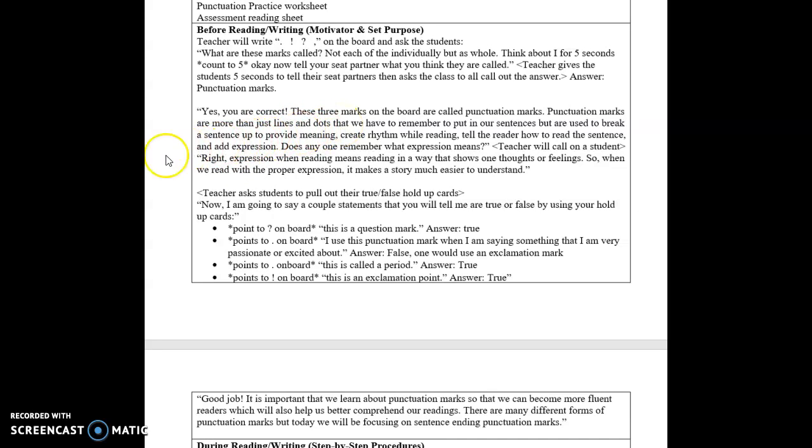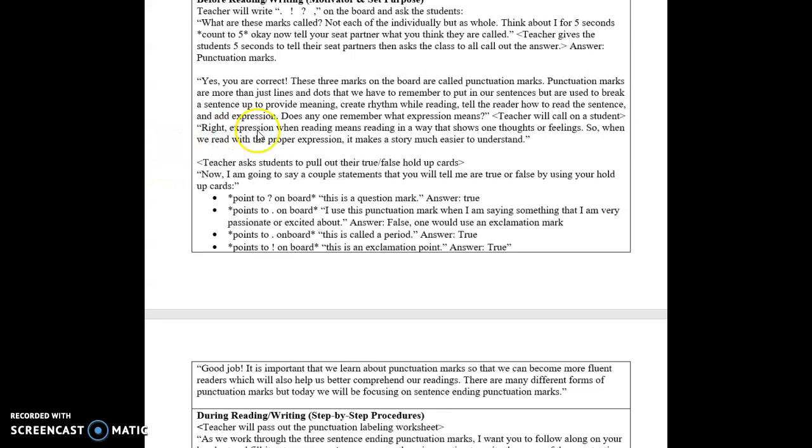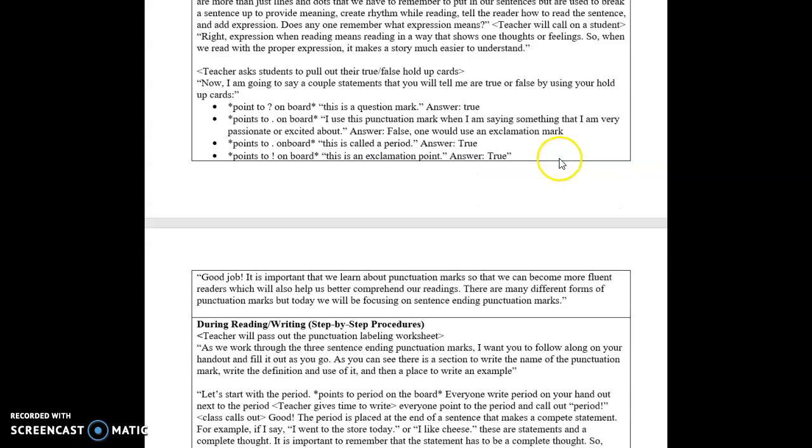Punctuation marks are more than just lines and dots that we have to remember to put in our sentences, but are used to break up a sentence and provide meaning, create rhythm while reading, tell the reader how to read the sentence, and add expression. Does anyone remember what expression means? The teacher will call on a student to answer. Right, expression when reading means reading in a way that shows one's thoughts and feelings. So when we read with proper expression, it makes the story much easier to understand.